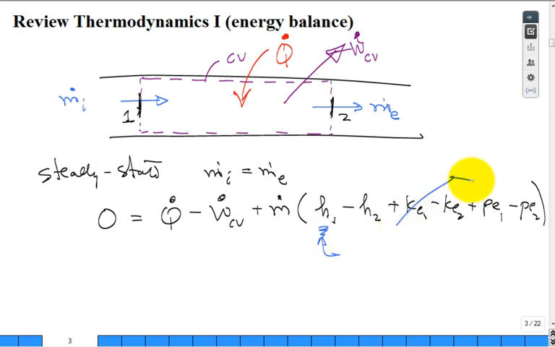So look, we're not going to be interested in this class in changes in kinetic energy. We're not even interested in changes of potential energy. But we definitely are interested in changes in the enthalpy. We're not interested in this class in the power out of some organized work, but we are interested in the rate of heat transfer into the control volume.